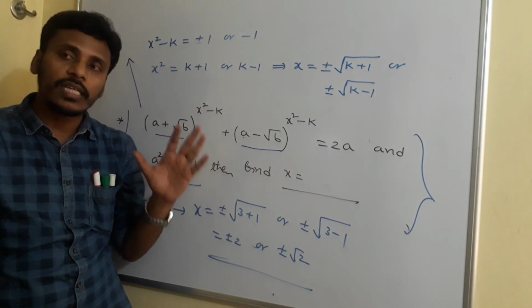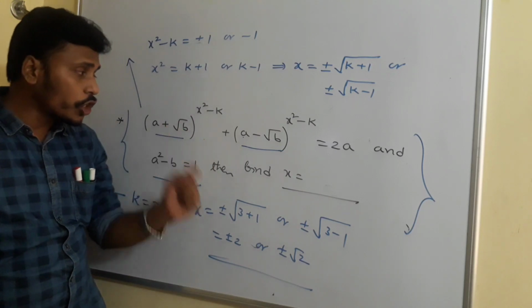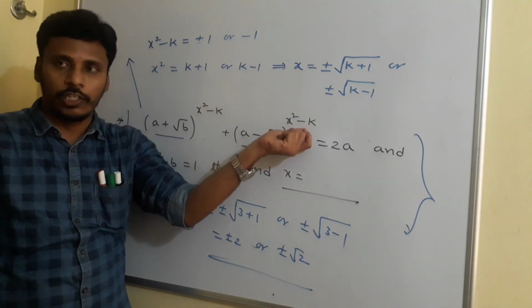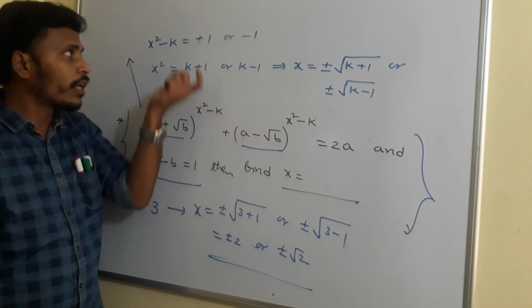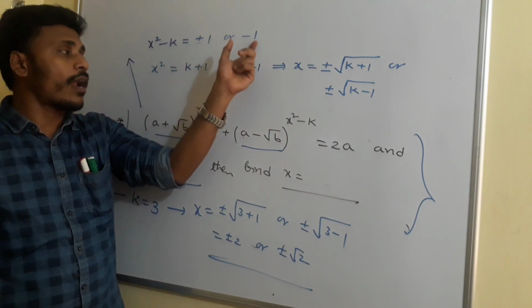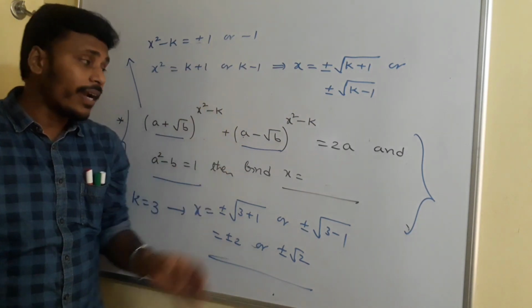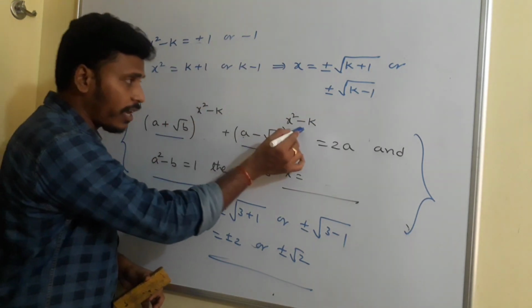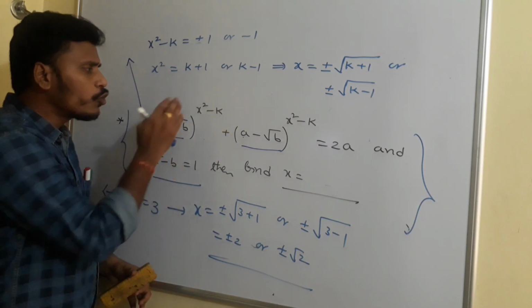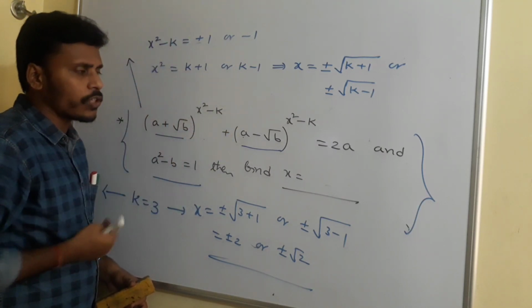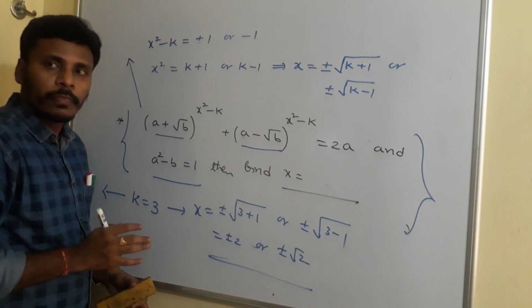Those who want to answer such objective questions, you just treat that power as plus or minus 1, whatever the power is. Since here the power is x square minus k, equate x square minus k to 1 and minus 1 and solve. But instead of x square minus k, if they mention only x square as the power, you just equate that power to plus or minus 1 and get the value of x.